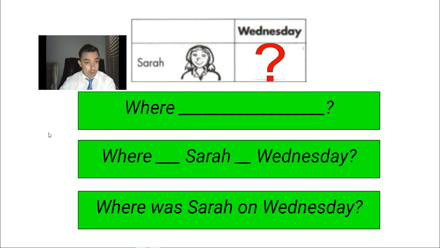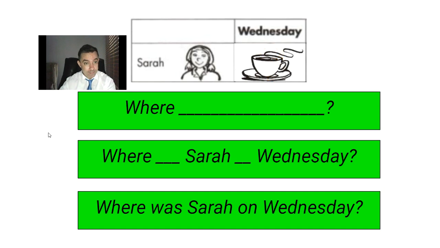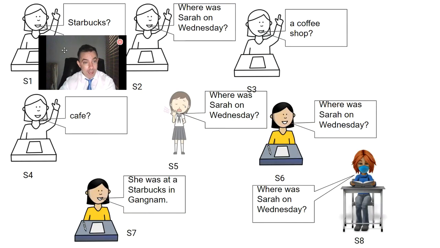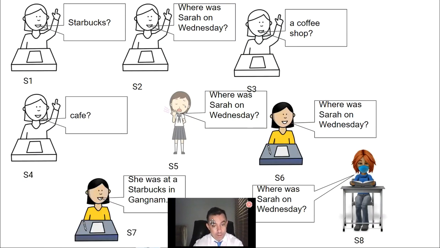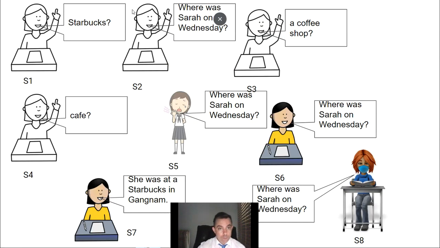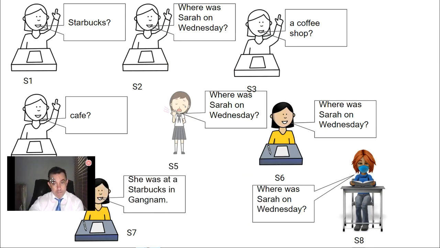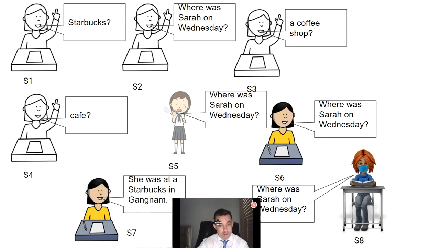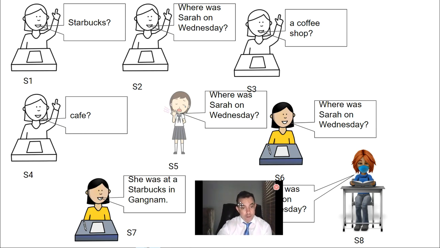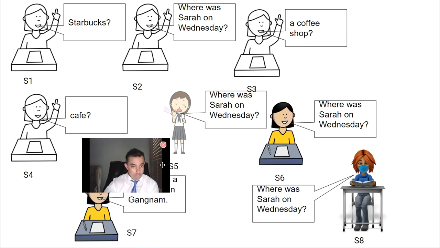Now ask your partners. Where was Sarah on Wednesday? Oh, what's the answer? Ask your partners. Where was Sarah on Wednesday? Starbucks? A coffee shop? A cafe? At a Starbucks in Gangnam? Whoa, some creative answers as I walk around. Okay.